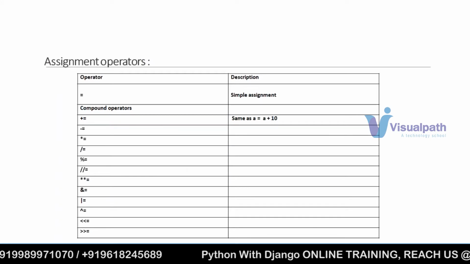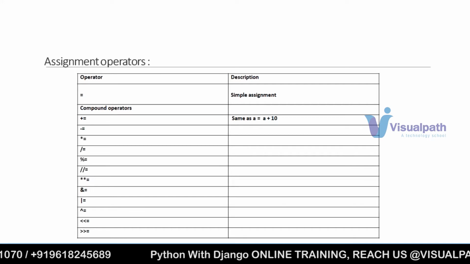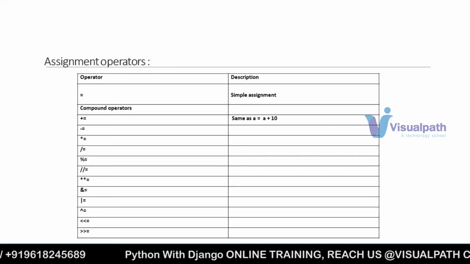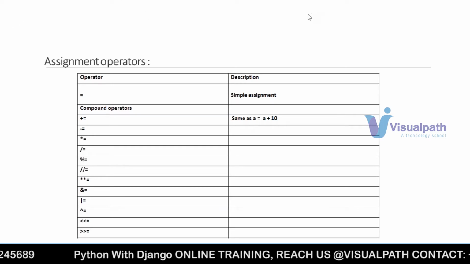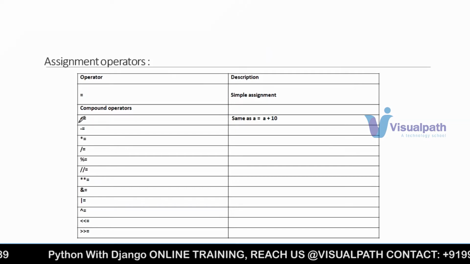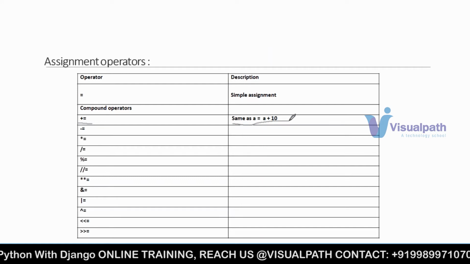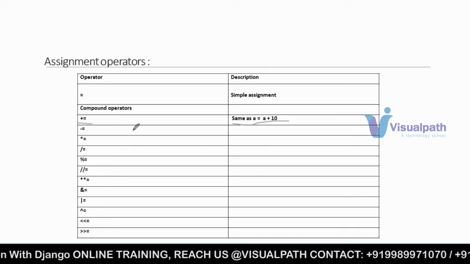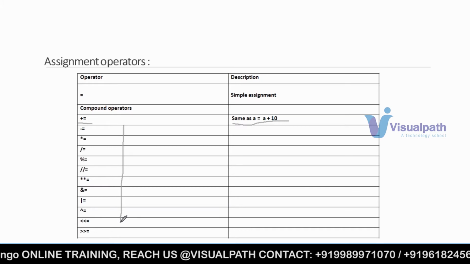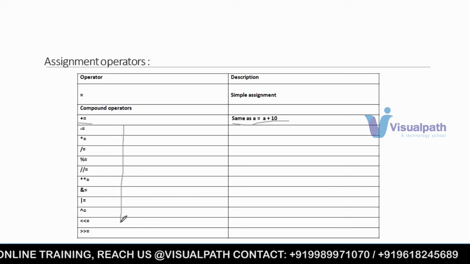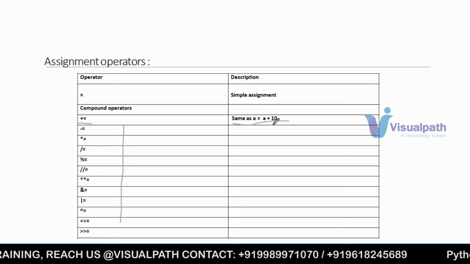Maybe just take a picture of this. We are not going to discuss all these things, because if you see this, the rest is everything the same here. I'm saying plus and equals to, which is the same as a is equal to a plus 10. So the same rule is applicable for all these operators. I don't think any example needs to be given on this.